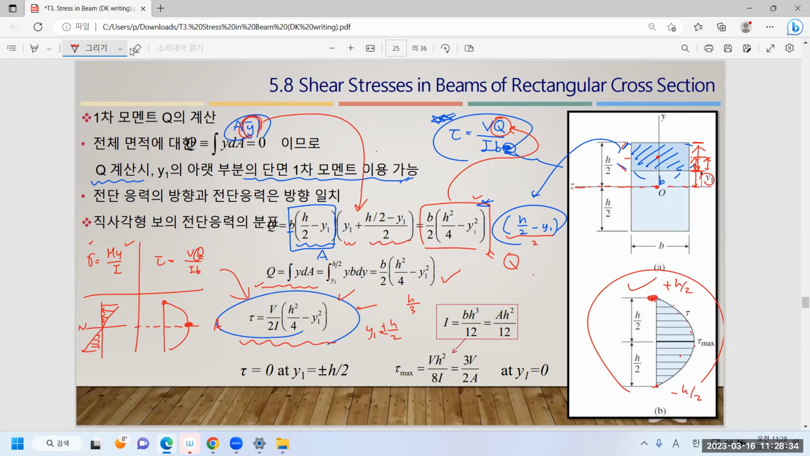So they are talking about one more thing here. Just now I mentioned the maximum shear stress. In order to meet this, we can simply take y1 as 0. Then we get VH squared over 8I, so that will be like this one. You can see that 1.5 V over A you can find from the appendix or the design guideline or something like that. Okay.